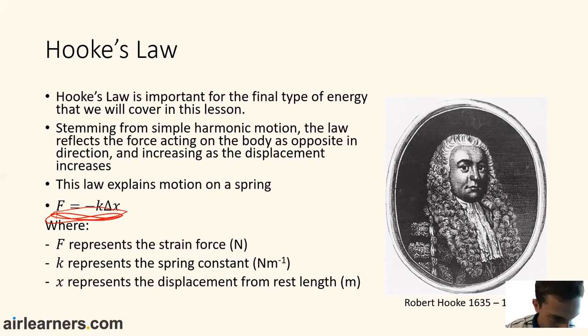So F represents the strain force in newtons, K represents the spring constant, which we'll have a look at more in depth a little bit later, and X, or delta X, represents the displacement from rest length. That's in meters. This is Robert Hooke, the bloke who came up with it, and so the law's named after him, like a lot of things in physics.